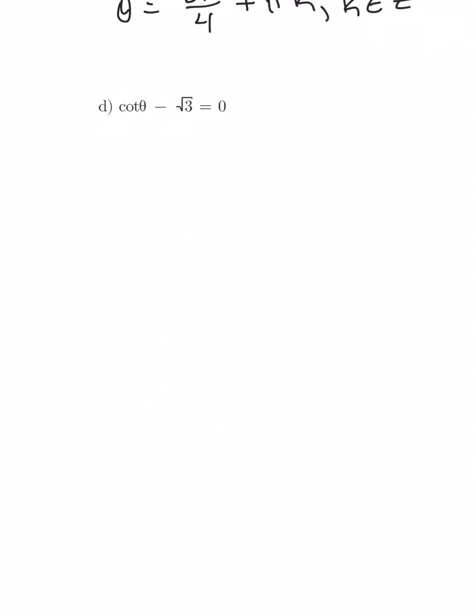On example D, we are doing the cotangent of theta minus the square root of 3 equals 0. Again, we have to get the function by itself. So we are going to add the square root of 3 on both sides. And we now have the cotangent of theta equals square root of 3. Cotangent, being the reciprocal of tangent, has the signs in the same places. Cotangent is positive quadrant 1 and quadrant 3. They are diagonal to each other.